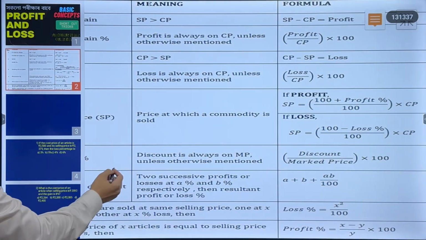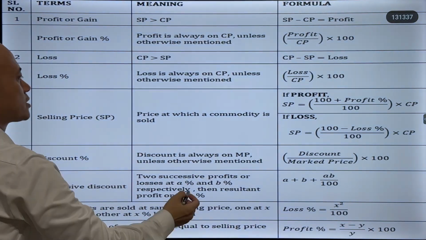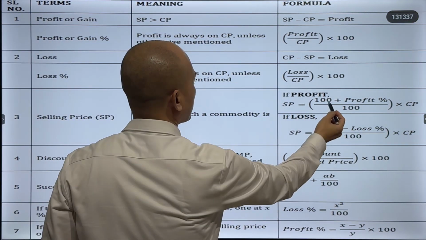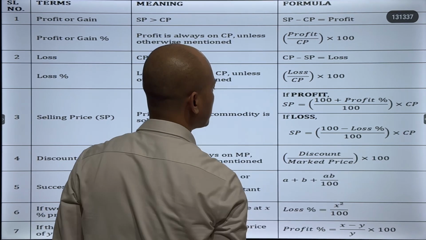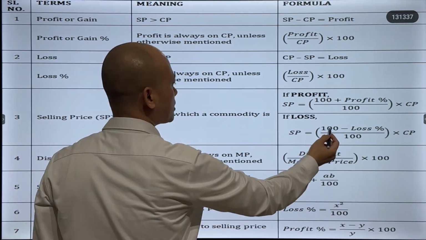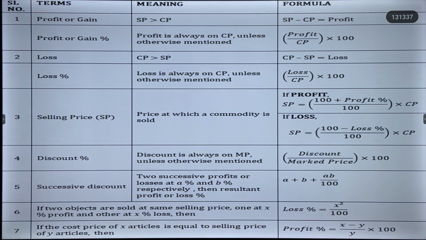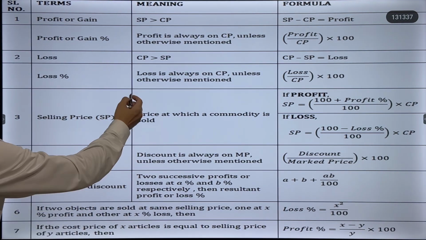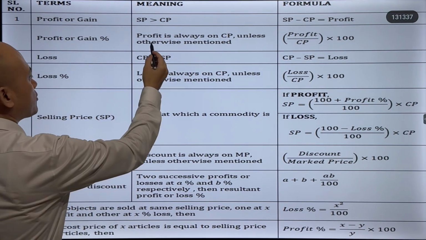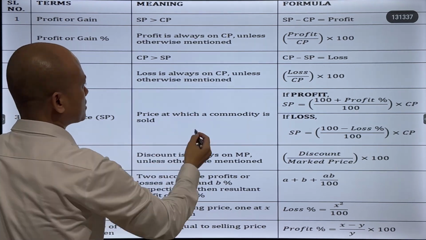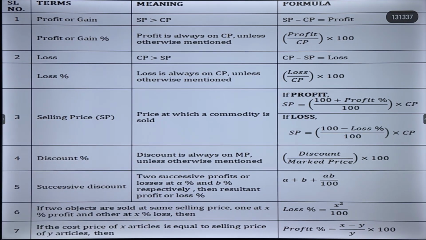The same thing is written here. You see, SP is equal to 100 plus profit percent by 100 into CP. If loss, then 100 minus loss percent by 100 into CP. And one more thing to remember: profit or loss is always on cost price unless stated otherwise. So whenever nothing is mentioned, we have to assume that profit or loss is always calculated on cost price.